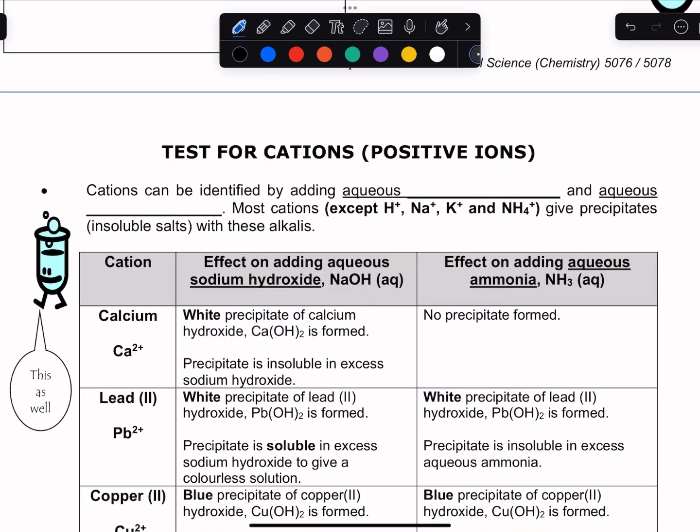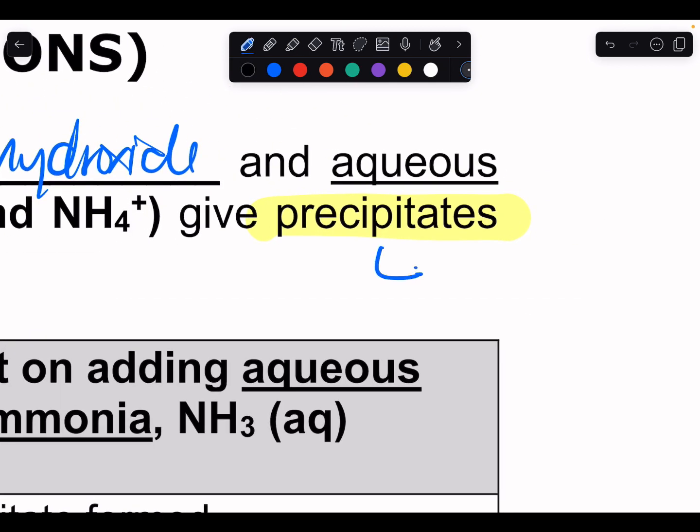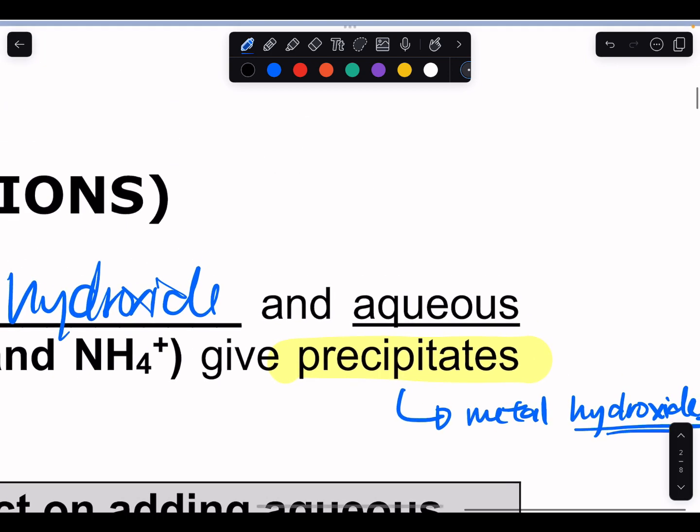So how do we test for cations? Cations can be identified by adding aqueous sodium hydroxide and aqueous ammonia. Now why do we add these two? It is to give precipitates, and these precipitates are actually what we call your metal hydroxides. Now, NaOH and aqueous ammonia.